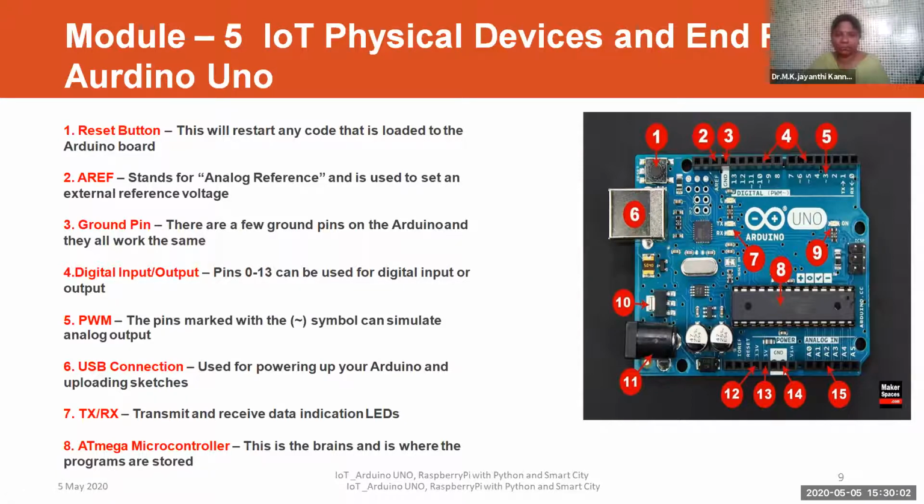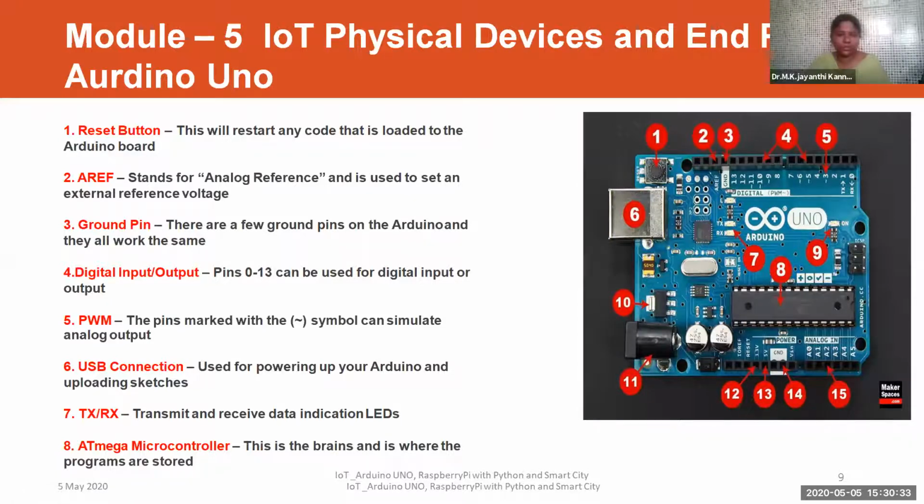The second pin is called the AREF pin. AREF stands for analog reference and is used to set an external reference voltage. By using this pin number 2, AREF, you can measure the analog signal which is transferred through the board. The third pin is called the ground pin. There are a few ground pins on the Arduino board. They all work the same. Because we have a power supply, using this ground pin we can connect to the ground. The fourth one is digital input output.